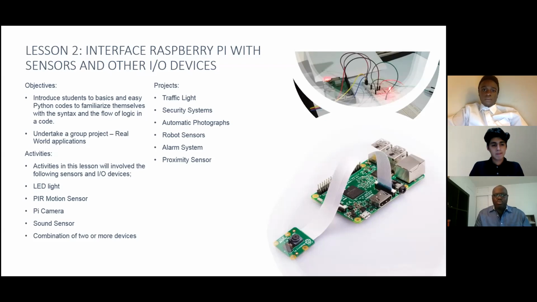Also to undertake some group project based on the activities that they will be doing in this lesson. So we are basically going to use the same sensors and input-output devices that we use in this project. So we're going to have a lot of activities involving LED lights, a lot of activities involving motion sensors, Pi camera, sound sensors, and a combination of 2 or more of these devices. Hopefully by finishing up some of these activities, students will have mastered how to program using Python.